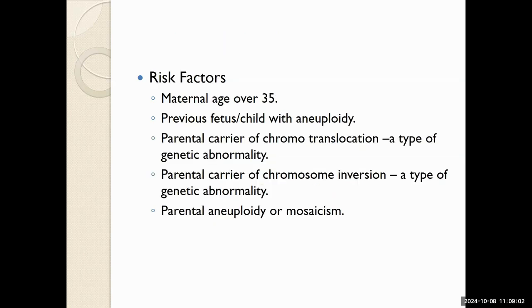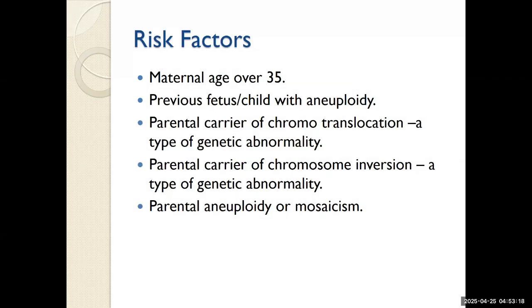What makes non-disjunction more or less likely? Maternal age over 35, a previous child born with an aneuploidy, a history with previous births resulting in aneuploidy, being a carrier of a genetic abnormality, either a translocation or inversion, or being an aneuploid yourself. Risk factors that could increase your likelihood of passing an aneuploid disorder typically result from an advanced maternal age.